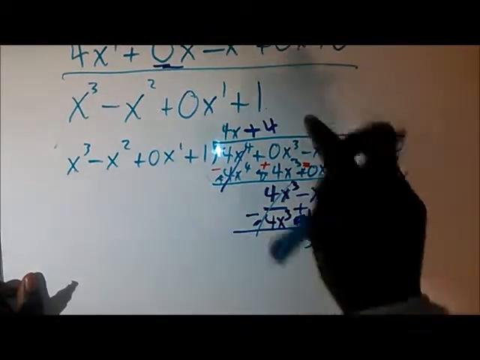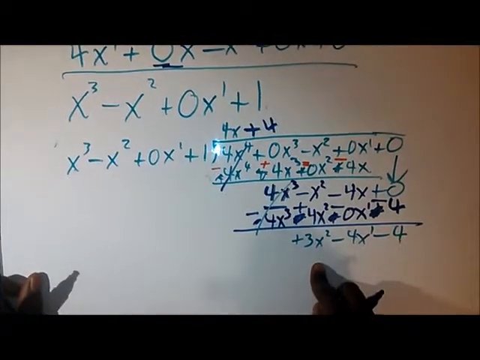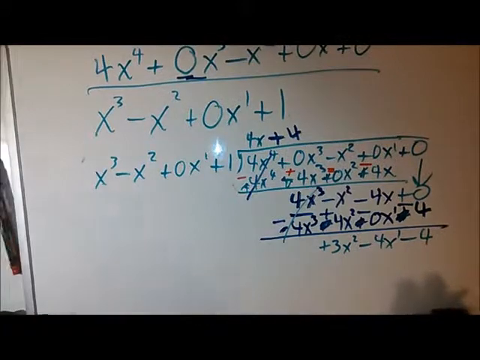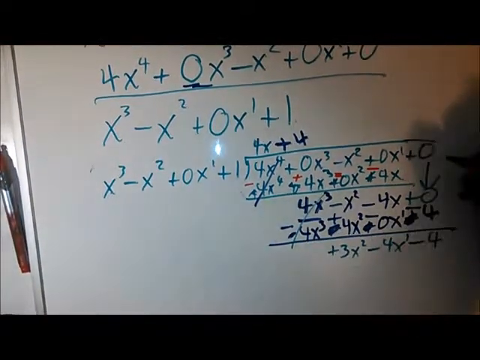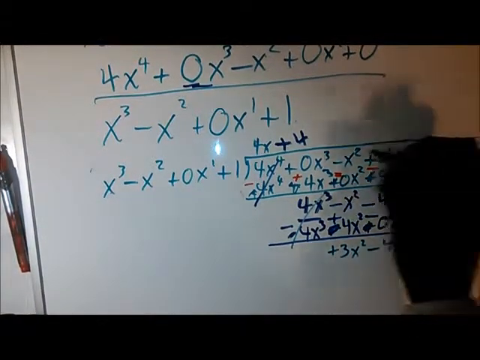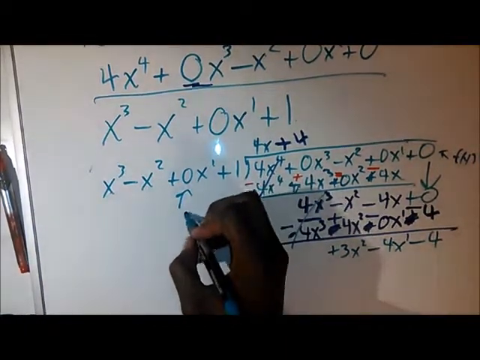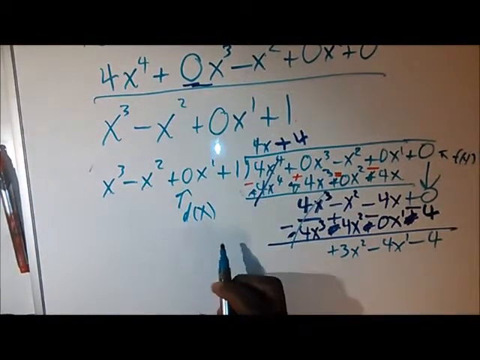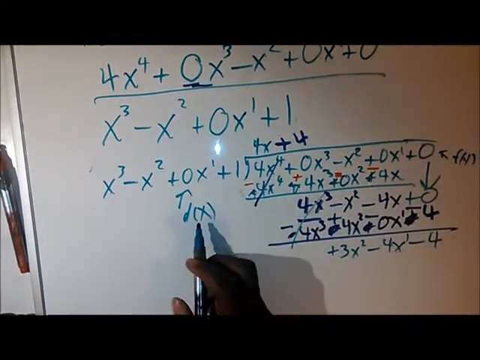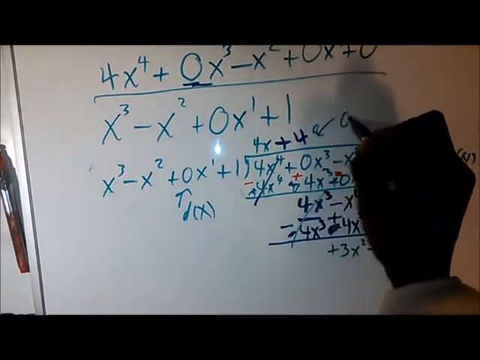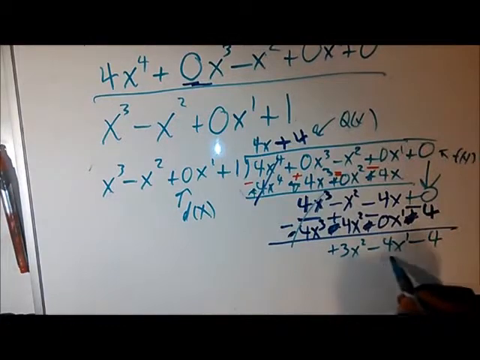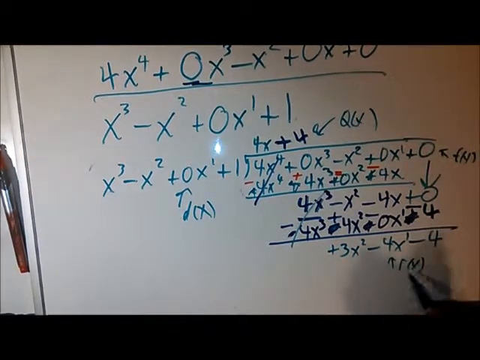Now we ask ourselves the question again. What times x cubed equals 3x squared? Nothing. We're done. We are done, guys. So remember, this is f of x. This long thing inside is f of x. This thing is your divisor, right? You just divided f of x with this. And this is your q of x. This here is your remainder, r of x.